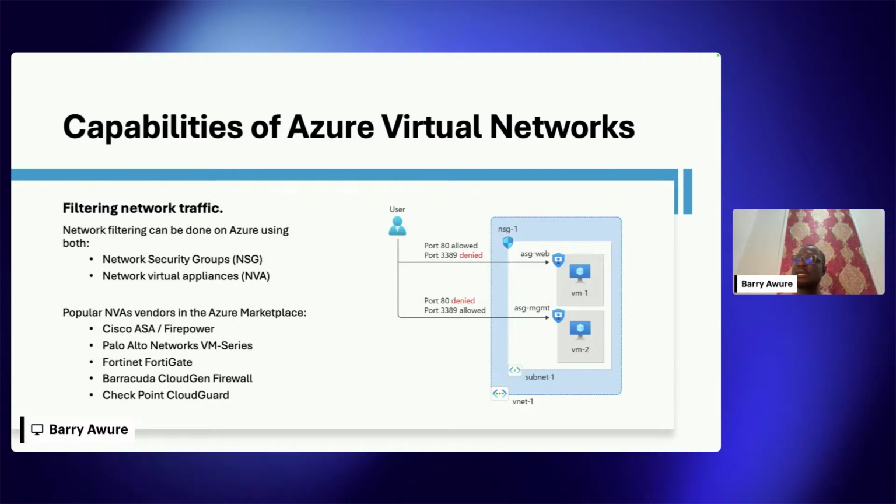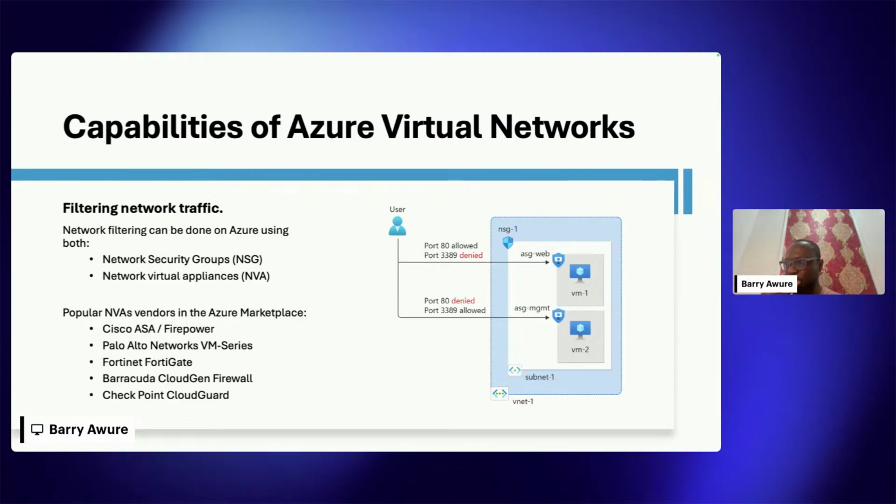Going further, we still have more capabilities from Azure Virtual Networks. We see Azure being able to establish filtering, right? So even as you are deploying your resources on the VNet, you're deploying your resources on the cloud, security is also a key aspect of all these that we are talking about, right? And with Azure Virtual Network, you can filter your traffic using either the network security groups, or you use your network virtual appliances, right?